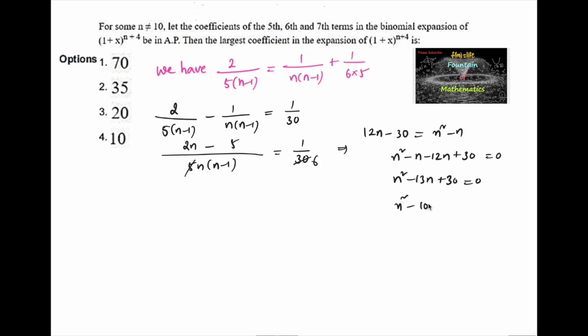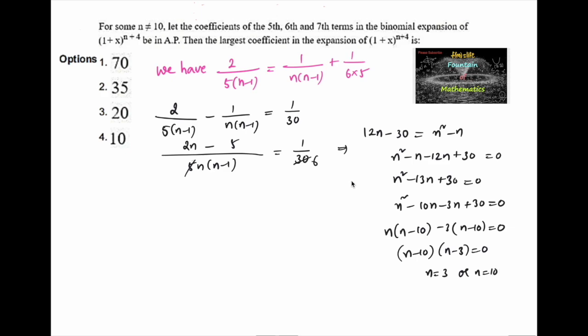We can write n square minus 10n minus 3n plus 30 is equal to 0. So n taken common, n into (n minus 10) minus 3 times (n minus 10) is equal to 0. So (n minus 10) into (n minus 3) equals 0. So n is equal to 3 or n is equal to 10. But it is given that n cannot be equal to 10. So n is not equal to 10. So we consider n is equal to 3.